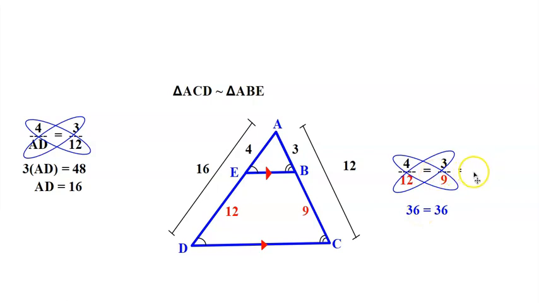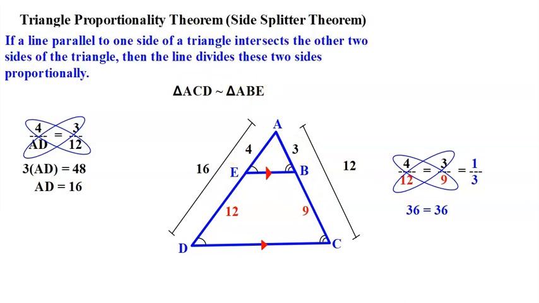Another way you could do this is you could simplify both of them. Those are both equal 1/3. So you have equivalent ratios. So what this says is that if you've got this parallel line inside of a triangle, it's going to divide those two sides proportionally. This is called the triangle proportionality theorem, also called the side splitter theorem, because it splits the side with a parallel line. Right? If a line parallel to one side of a triangle intersects the other two sides of a triangle, then it divides those two sides proportionally. So it divides these two sides here into a proportion, right? Because it's basically just two similar triangles, isn't it?